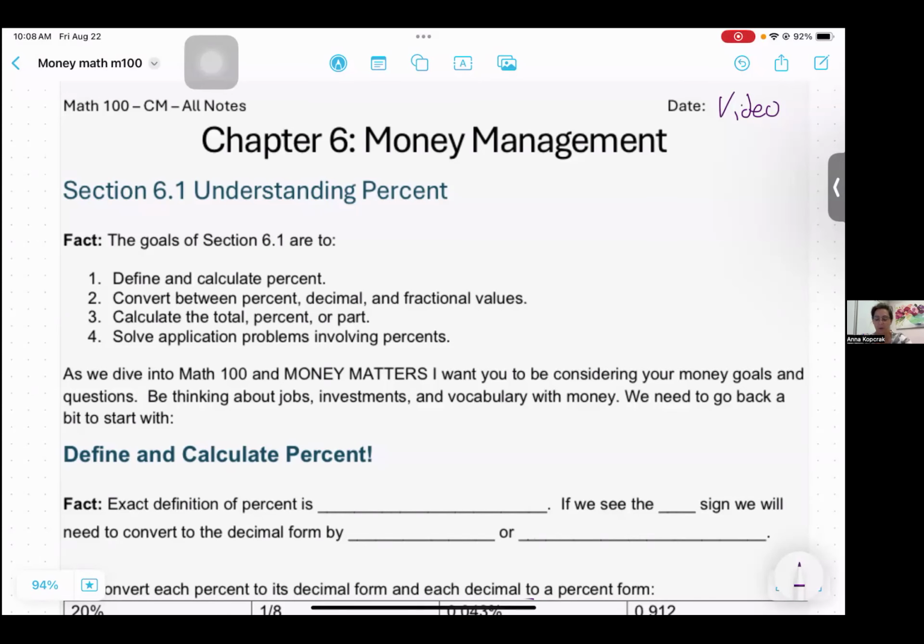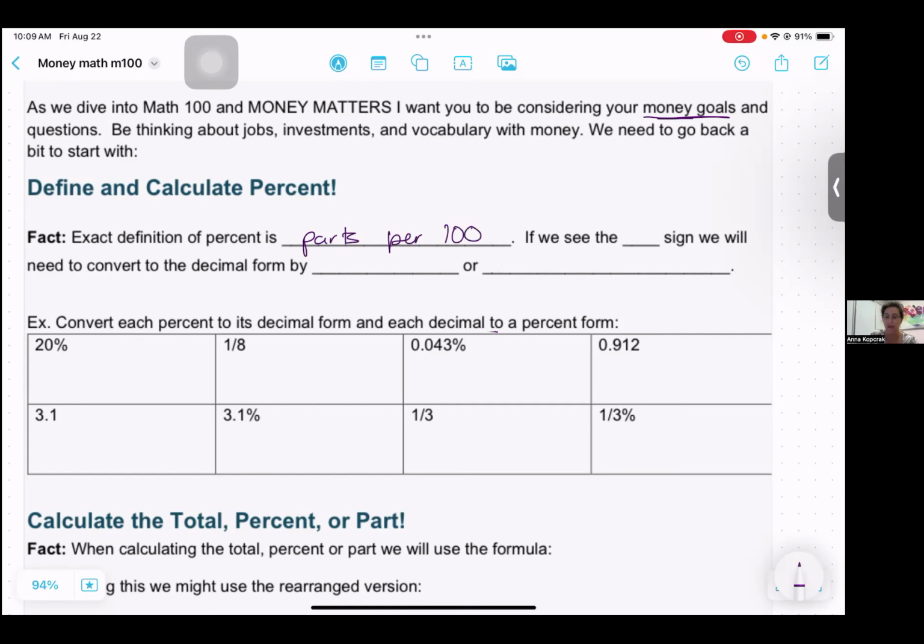So percent. There are 100 cents in a dollar. There are 100 years in a century. There are 100 soldiers in a centurion, and there are 100 parts per cent. Oh yeah, I just said the same thing twice. It's a little bit silly. The exact definition of percent is parts per 100.